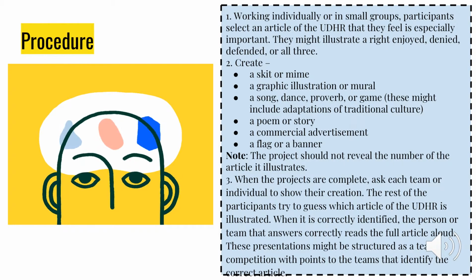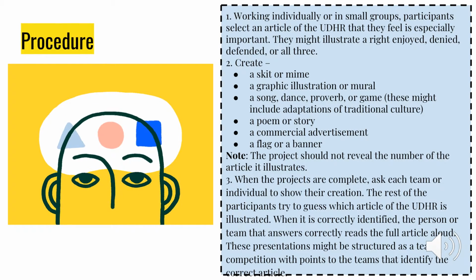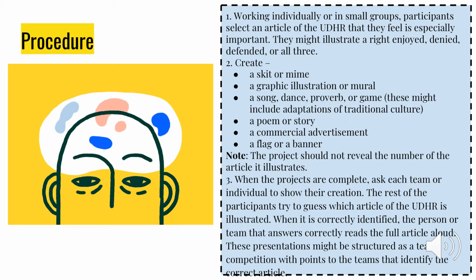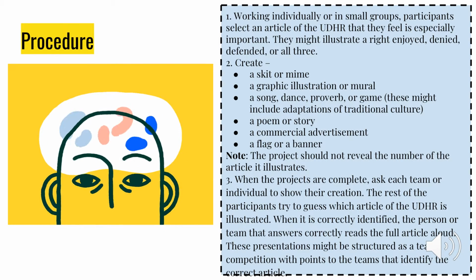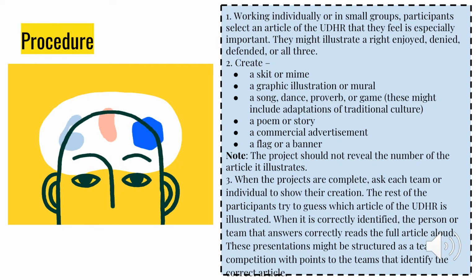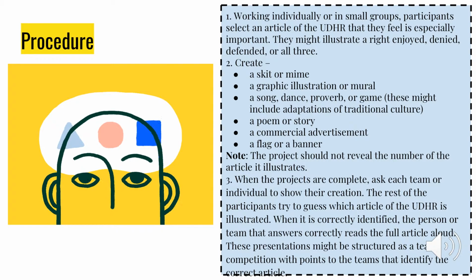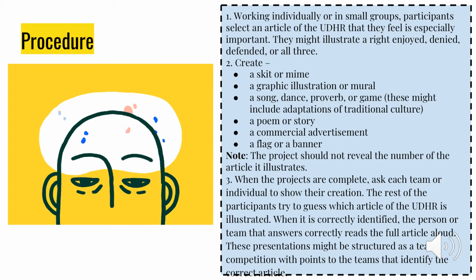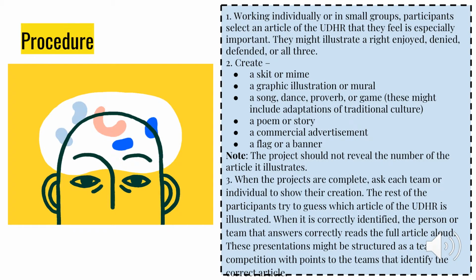Here is an example of one that I have created as a guessing game. Ask students to select an article of choice from the UDHR. They may choose any rights enjoyed, denied, or defended, or all three. They will then create a sketch or mime, poem, flag, or graph, but their product should not reveal the number of the illustrated article. Students will now share their creation and other students will guess the article.